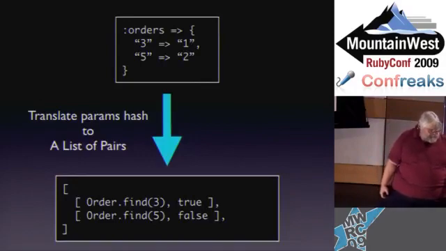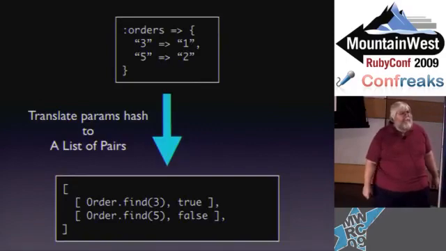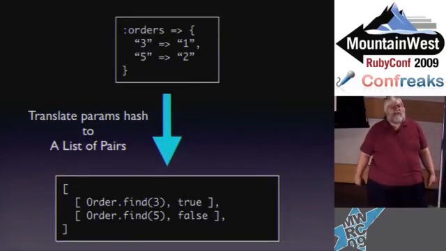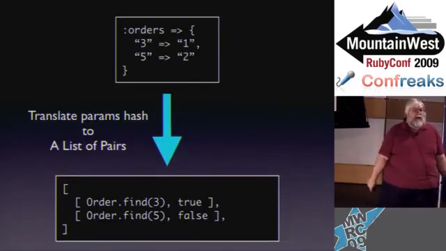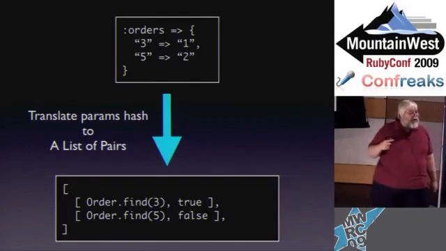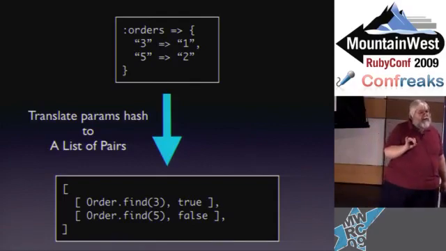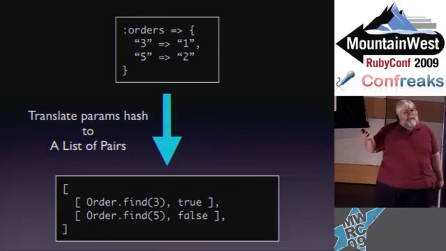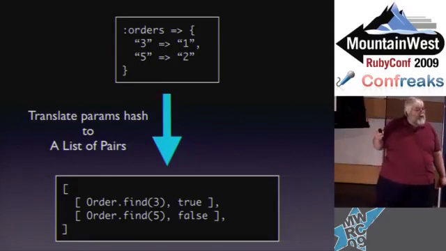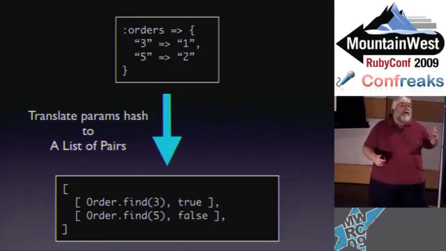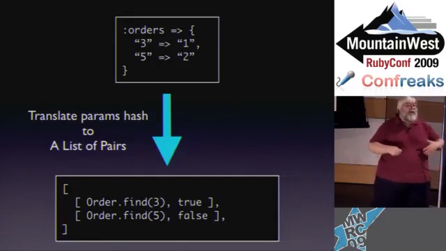A while back, I was working on a web page that had orders listed on it. And the params hash that I got back looked something like this. It was a hash of order IDs with a value that came from a checkbox. And the value indicated whether the order should be expedited or not. And in the controller, I didn't want to deal with the ones and the twos. I wanted to deal with, should I expedite it? And I wanted to deal with objects, not order IDs. I wanted to deal with the orders themselves.